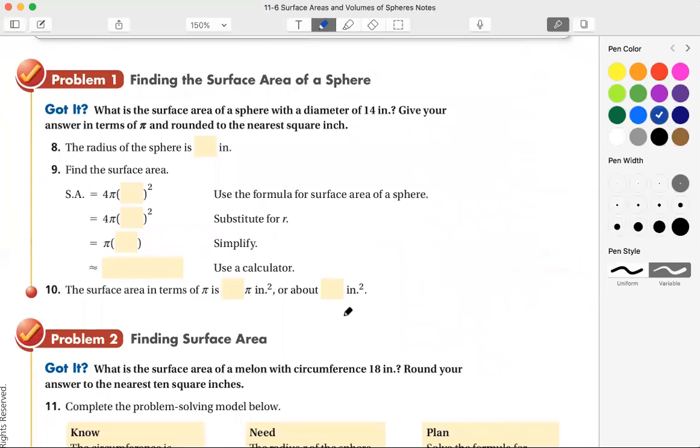What is the surface area of a sphere with diameter 14 inches? First we need to find the radius, which is 7 inches. Plug that into the formula, 4 pi r squared, so 4 pi times 7 squared, which equals 196 pi, or using the calculator, 615.7521601. So in terms of pi, the answer is 196 pi inches squared, or about 616 inches squared.